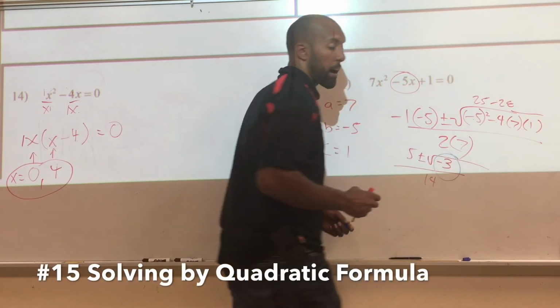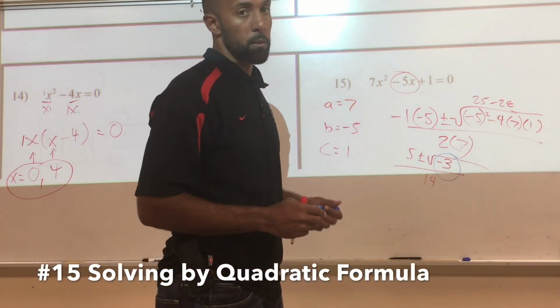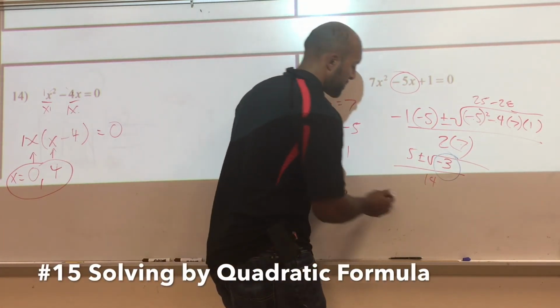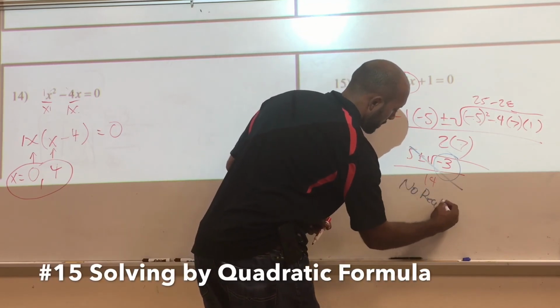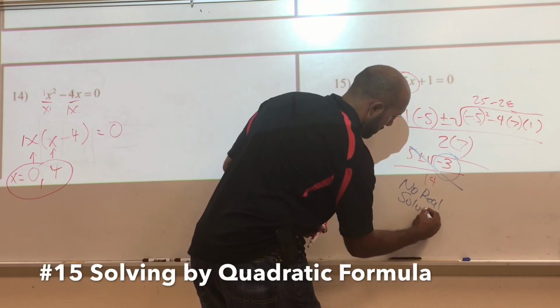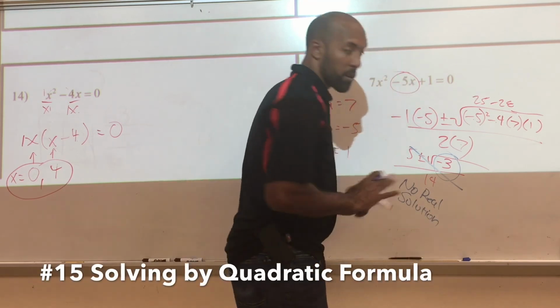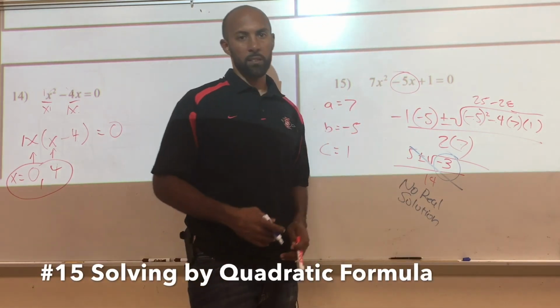What did I say we cannot have in the square root? A negative number. So what's the answer? At that point, no real solution. And then you're done. You're like, I aced this test.